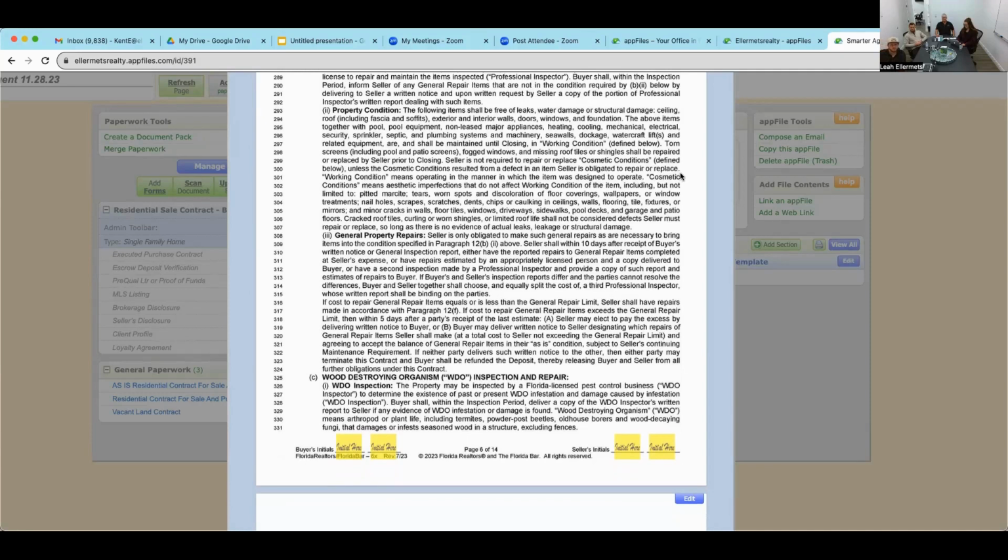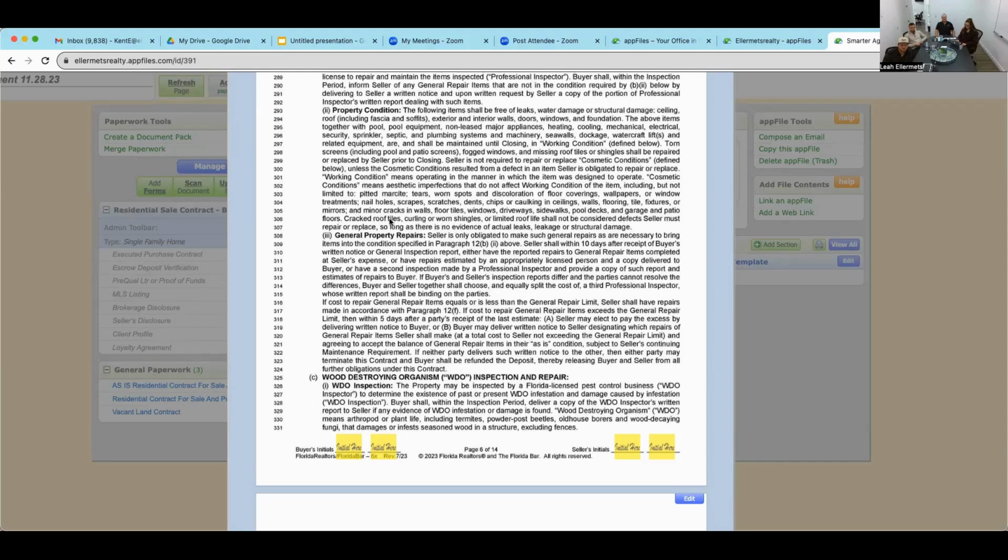What about these things? Just read them, guys, there's tons of them. It's not going to include wallpaper, window treatments, nail holes, scrapes, scratches, dents, chips, caulking in ceilings, walls, floors, tiles, furniture, fixtures. Just cracked roof tiles, curling or worn shingles, or limited roof tile should not be considered defects. How about that one? Curling shingles on an asphalt roof says that it's at the extent of its life. Worn shingles, typically, also say it's at the extent of its life.